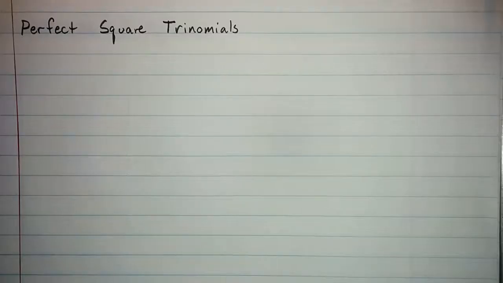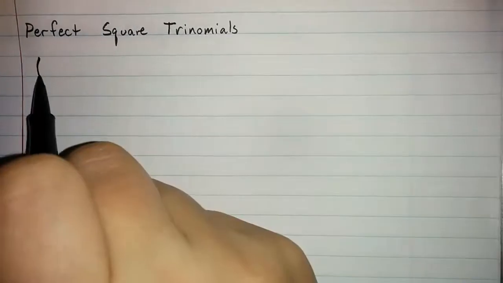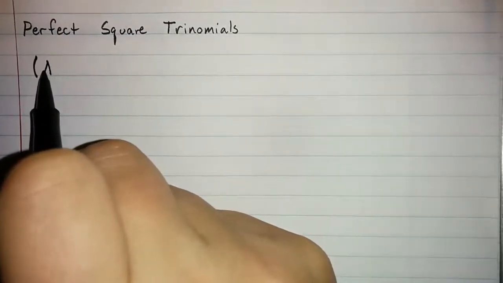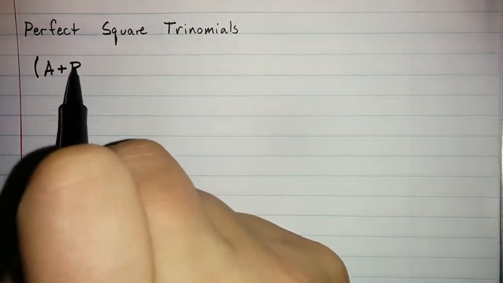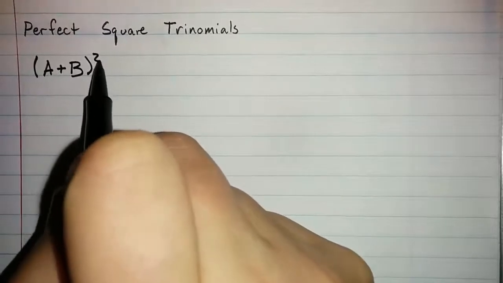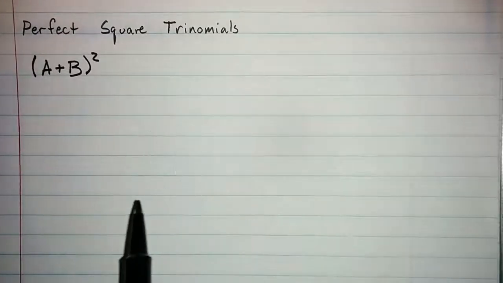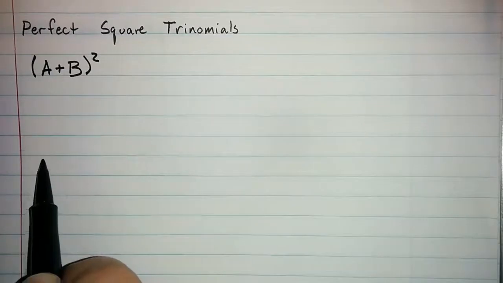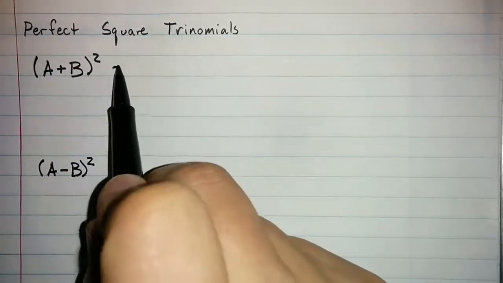All right, what happens when we square a binomial? Well, a binomial could have two forms. It could be formed by addition, or it could be formed by subtraction. So what does this mean?